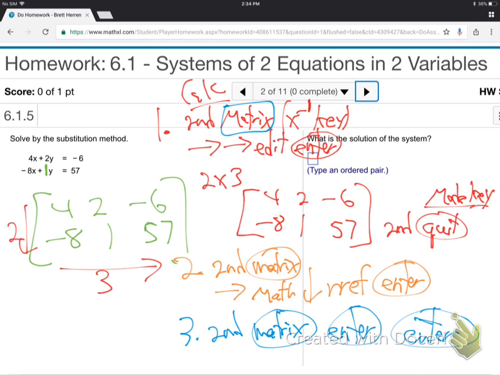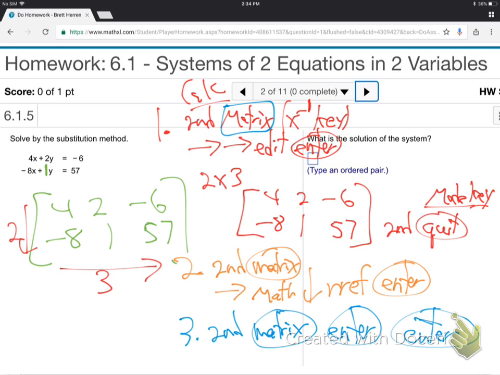So, 6.1, calculator: second matrix, edit menu, hit enter. Choose 2 by 3 and put in the 2 by 3 matrix. 4, 2, minus 6, negative 8, 1, 57. And then step 2, hit second.